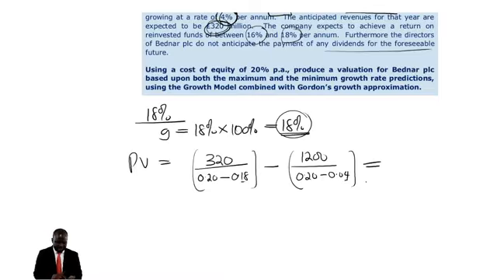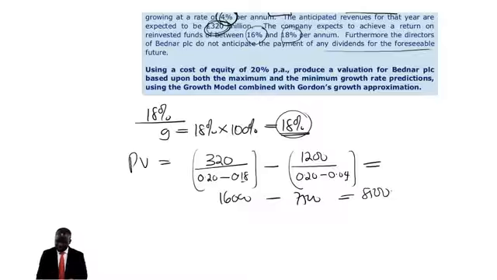320 divided by 0.2 minus 0.18, and that gives us 16,000 here, minus 1,200 divided by 0.2 minus 0.04, and that is 7,500. So from the 16,000 should give us 8,500.